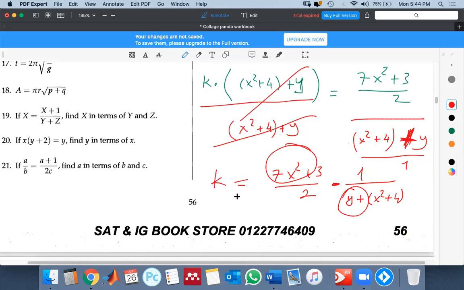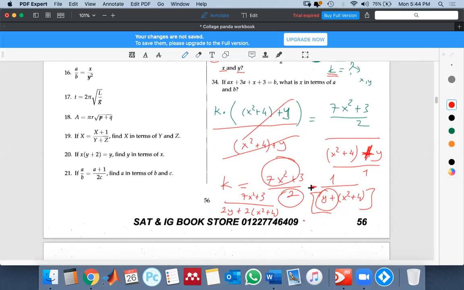So the result is 7x squared plus 3 divided by 2 times y plus 2 times x squared plus 4. Even instead of this denominator, you can say 2 common parentheses, 2 times parentheses y plus x squared plus 4. These are a little bit complicated. In SAT, they are asking easier than this. Trust me, easier than this.